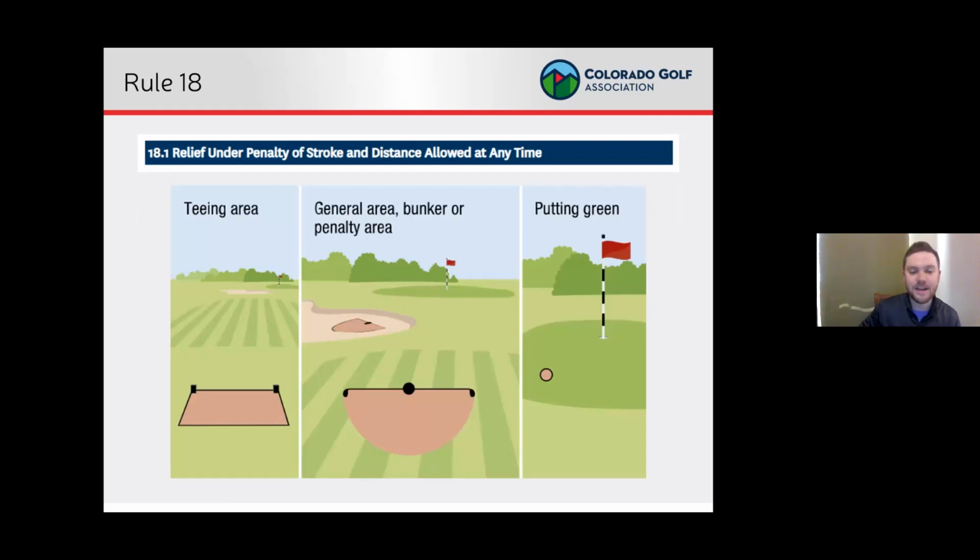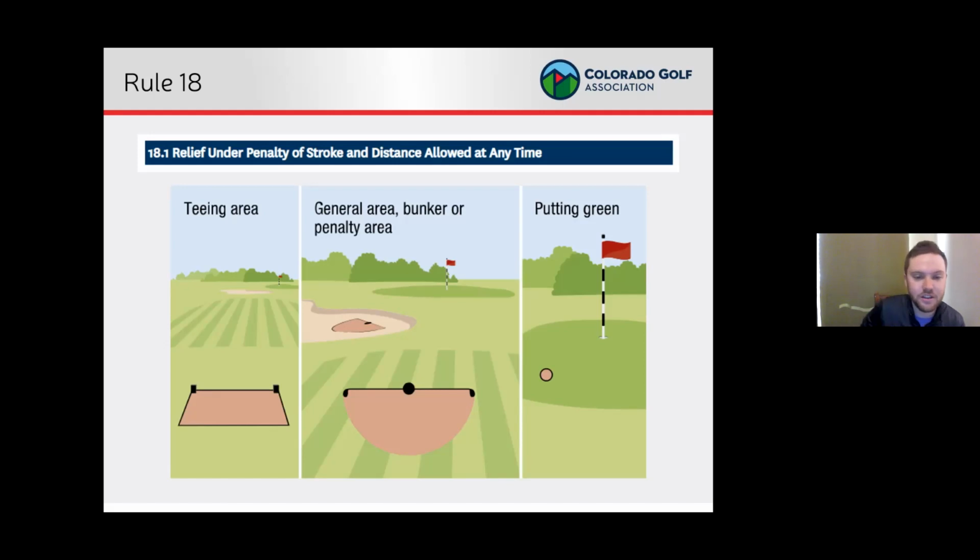So come back to the teeing area, and we know that when you're playing a ball from the teeing area, you could obviously re-tee it, change clubs, move to a different spot, but you're playing back from the teeing area. The general area, bunker, or penalty area. So if your ball was last played, which is most of the time, I think, general area, bunker, or penalty area, you get one club length from the spot where the ball was last played.